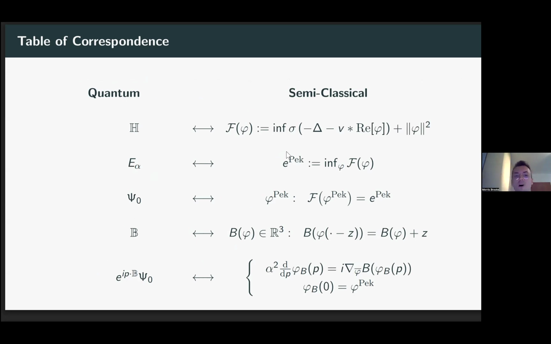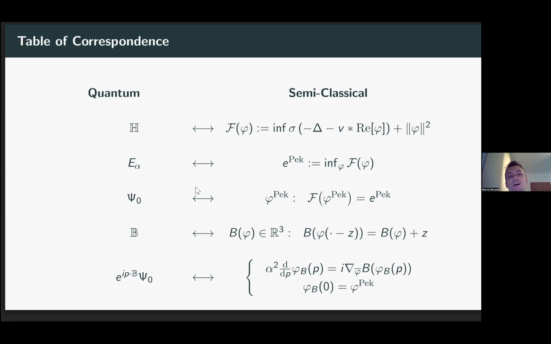On the left-hand side, you see a bunch of quantum objects, and we have seen them already in this talk. We have the Hamiltonian H, and I spent a lot of time defining it today. We have the ground state energy alpha, we have the ground state psi 0, we have the boost operator B, and we have a unitary group, or a unitary orbit.